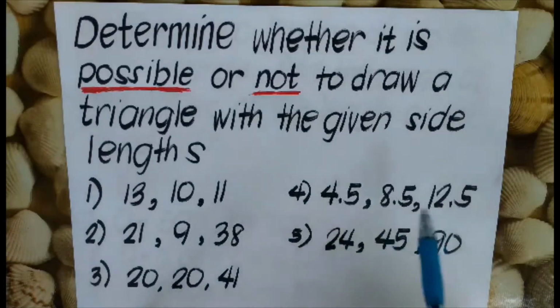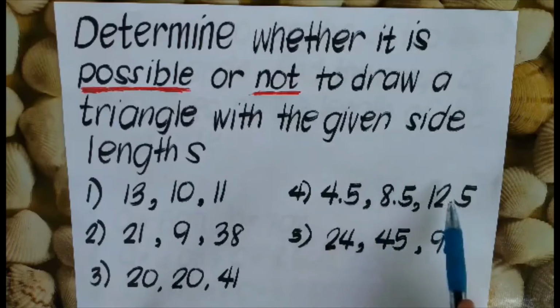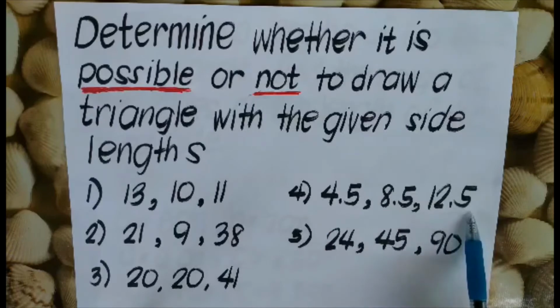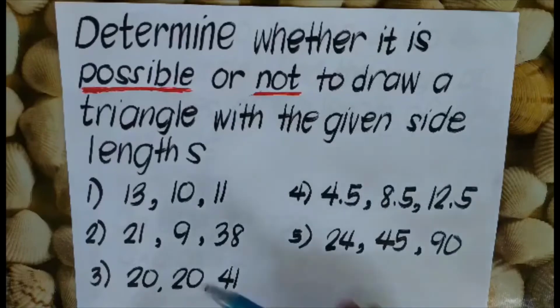4.5 and 8.5. That gives us 13. 13 is greater than 12.5. Therefore, it is possible to draw a triangle using these side lengths. Number 5. 24 plus 45. That gives us 69. 69 is not greater than 90. Therefore, these side lengths are not possible to draw a triangle.